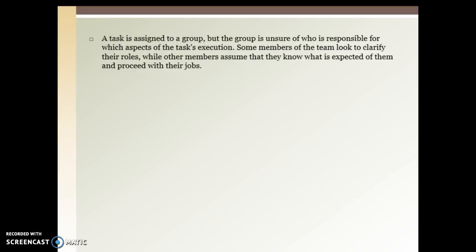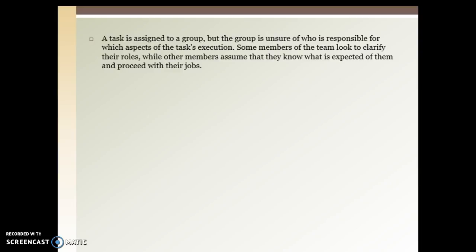A task is assigned to a group, but the group is unsure of who is responsible for which aspects of the task's execution. Some members of the team look to clarify their roles, while other members assume they know what is expected of them and proceed with their jobs. This example of miscommunication in the workplace derives from a lack of clarification of job duties. Employees need to be given comprehensive instructions with each task and need to be trained to get job duty clarification rather than proceed down the wrong path. Let's look at another example.